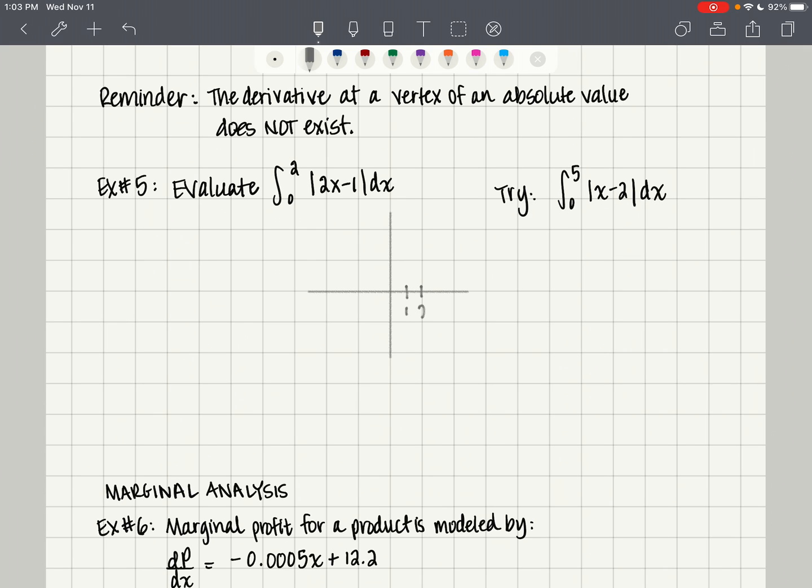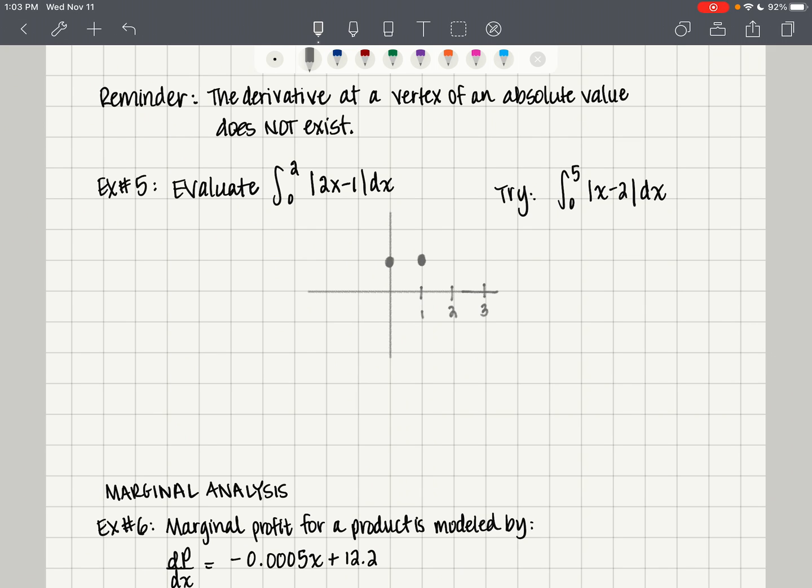So we'll have 1, 2, 3, 4. Actually, let me see if I can make this a little bit bigger. We're going to make this 1, 2, 3. So when we put a 0 into the absolute value of 2x minus 1, we're going to get a 1 out. And when we put a 1 in, we're going to get a 1 out.